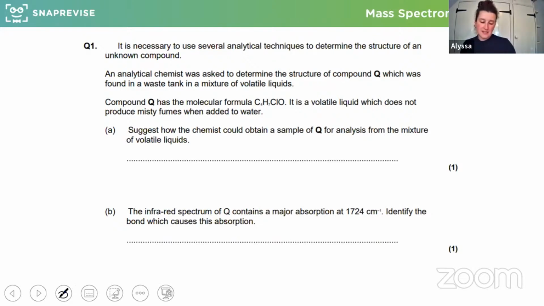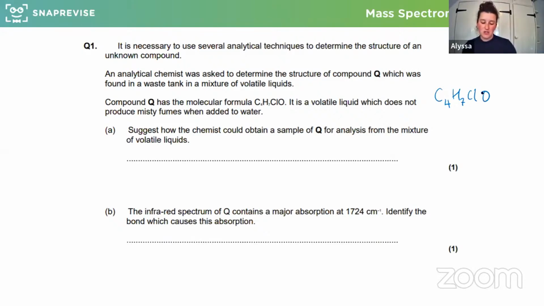Okay, so it says it is necessary to use several analytical techniques to determine the structure of an unknown compound. An analytical chemist was asked to determine the structure of compound Q, which was found in a waste tank in a mixture of volatile liquids. Compound Q has the molecular formula C4H7Cl. Just in case you can't read the small writing. It's a volatile liquid which does not produce misty fumes when added to water.